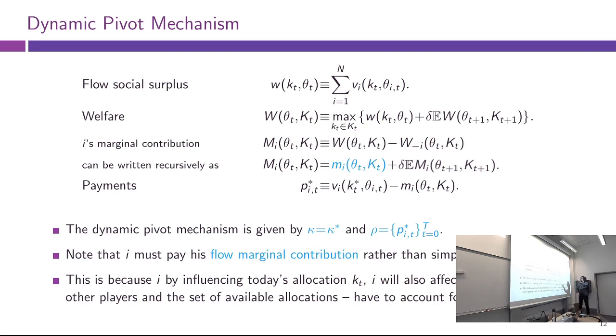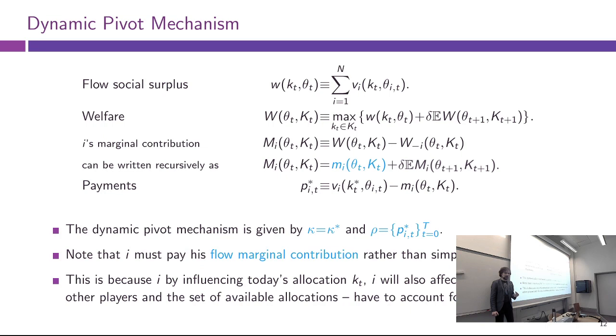But the max of today's flow social surplus and the expected welfare from tomorrow, given the future types over which the expectation is taken, and the future set of feasible allocations, again, over which in principle the expectation is taken. So this is the welfare that all players receive from this point onwards.